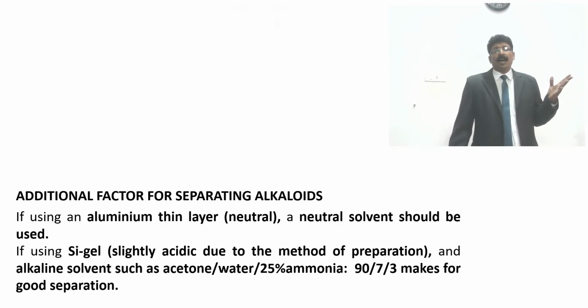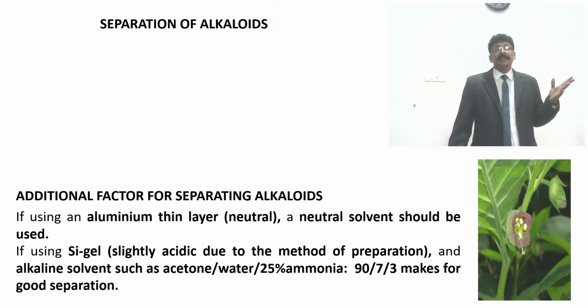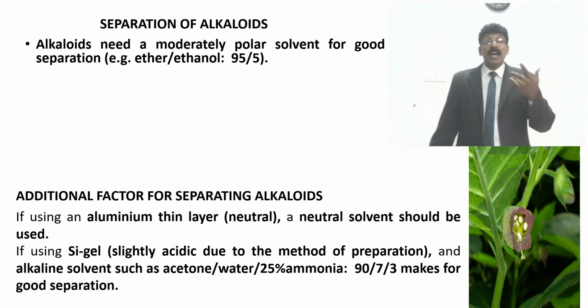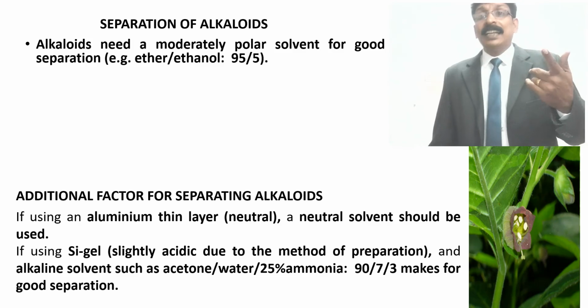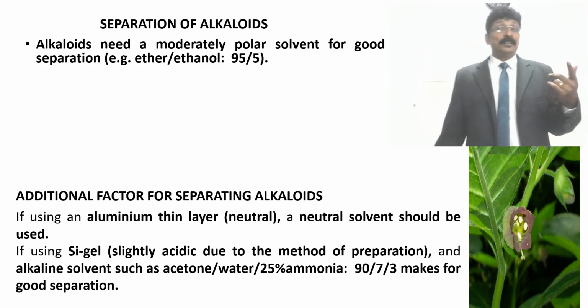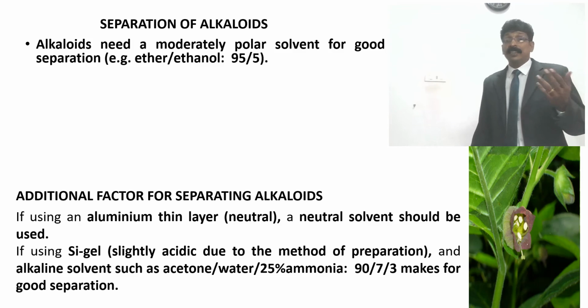Additional factors, separation of alkaloids, what all things you should remember. I have written additional factors before that. Alkaloids are nitrogen containing and basic in nature. Moderately polar solvents are good for separation, like you can use ether and ethanol in the ratio of 95:4.